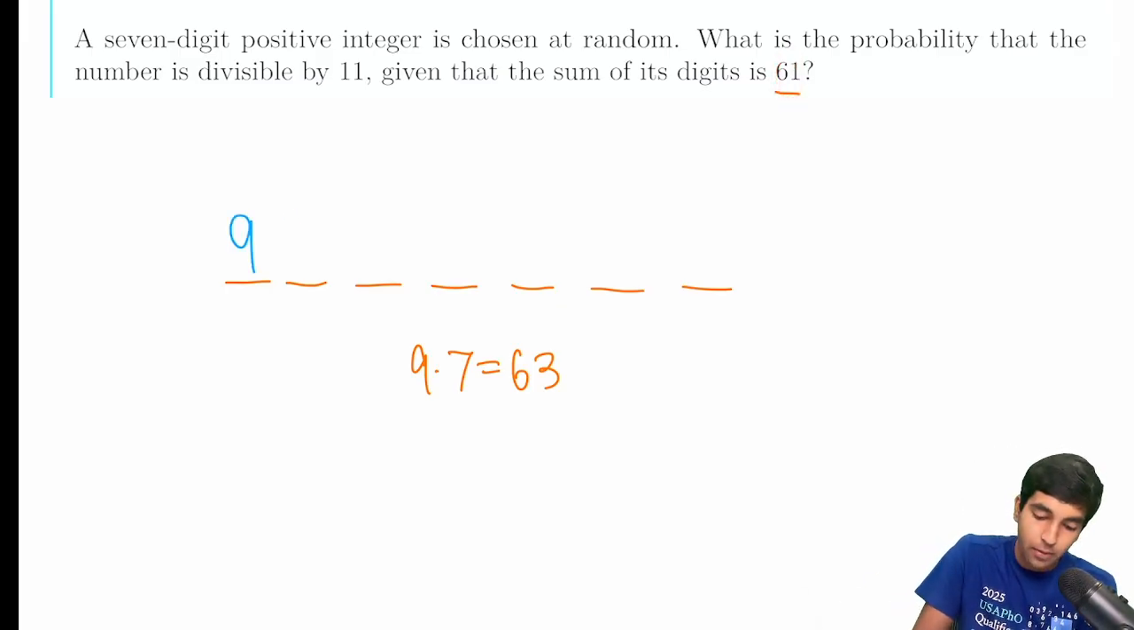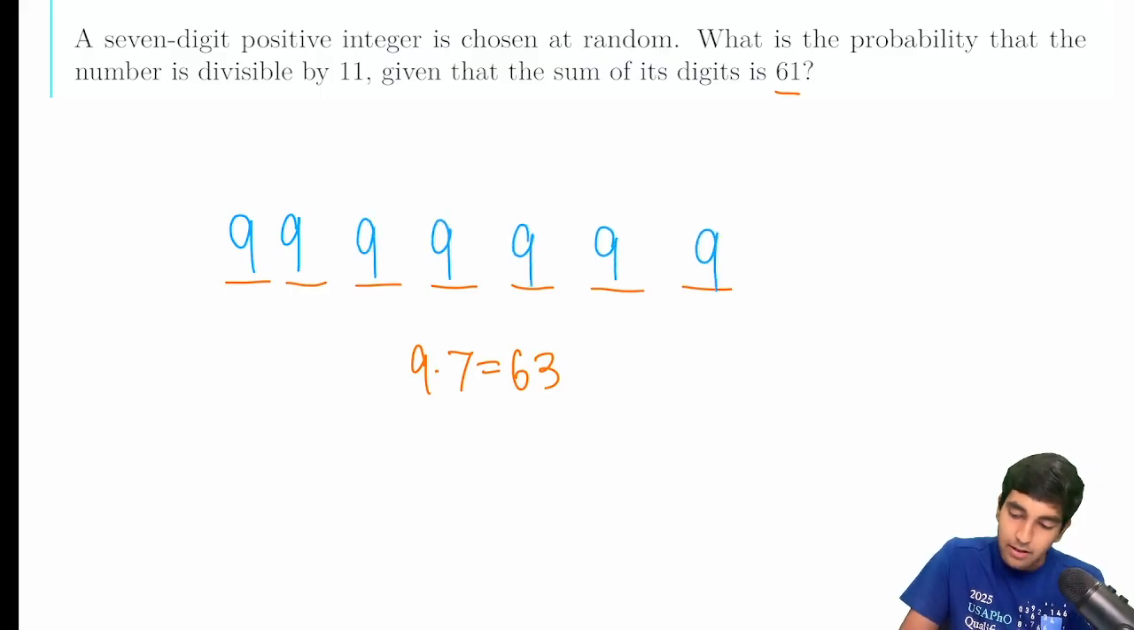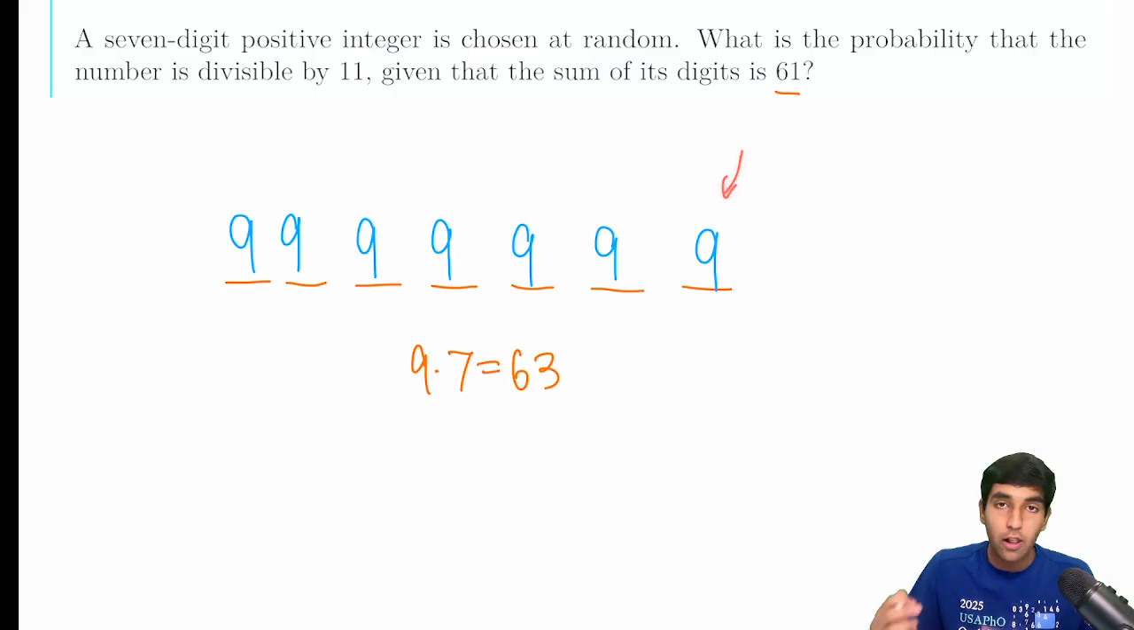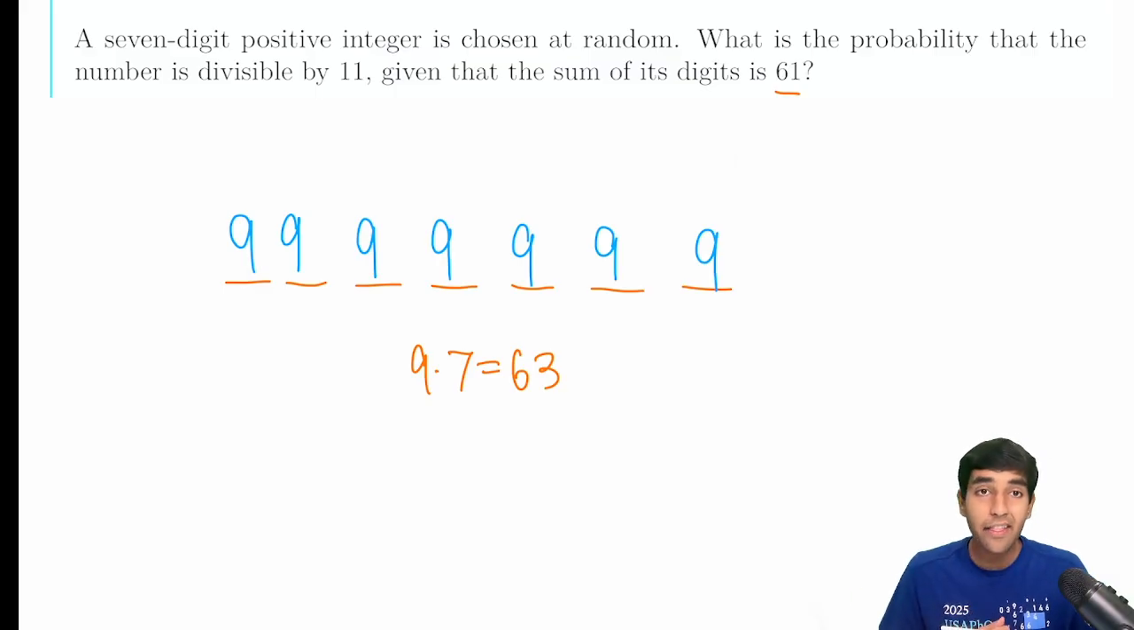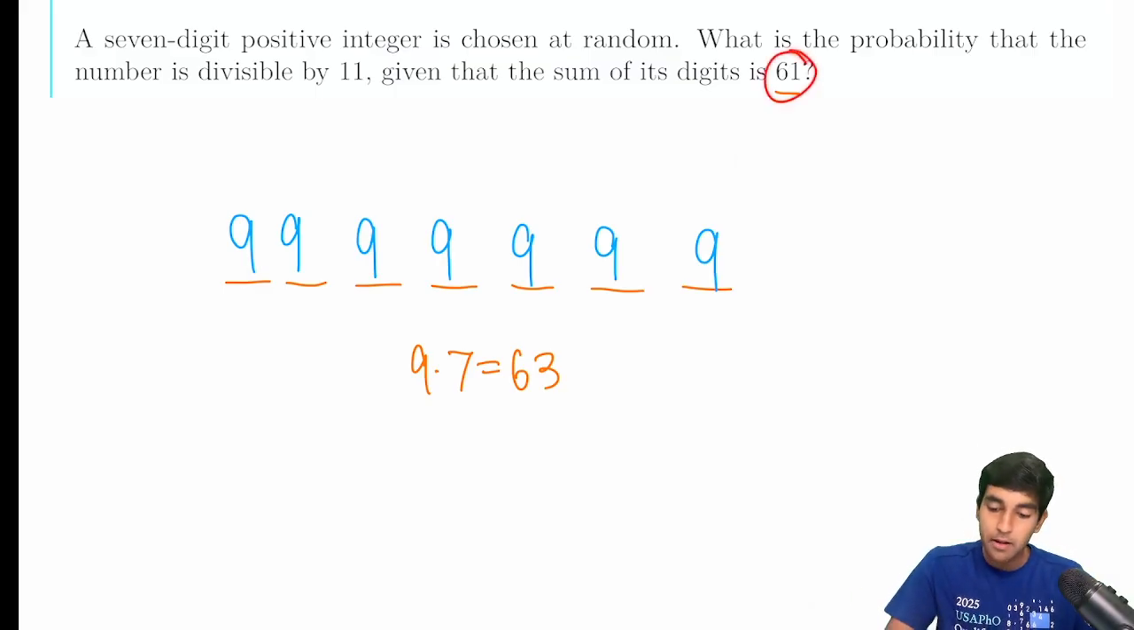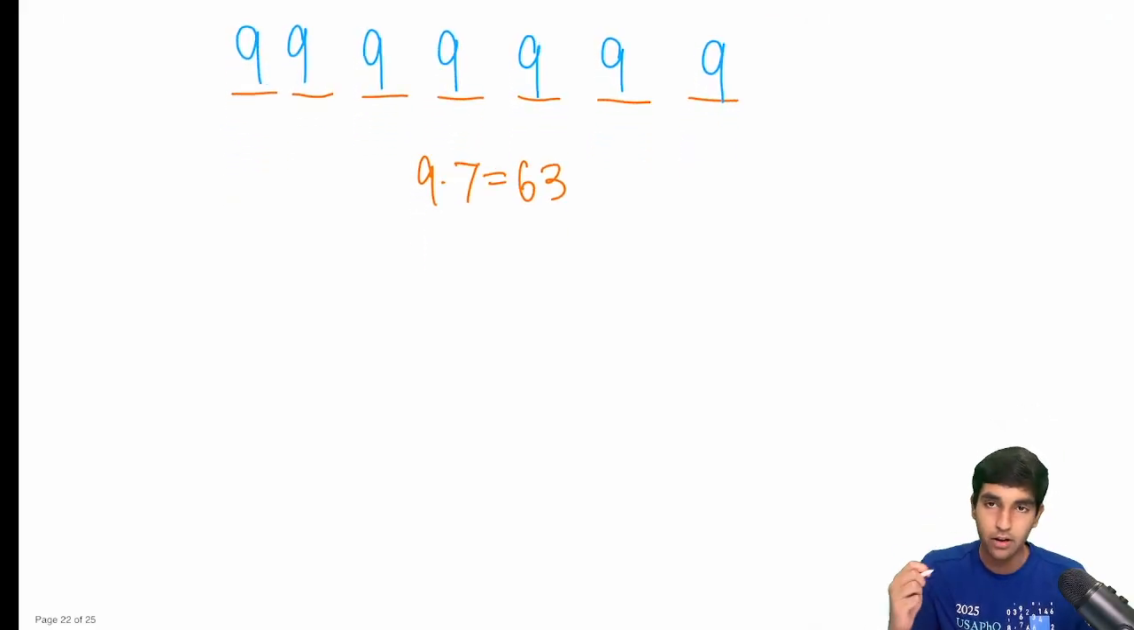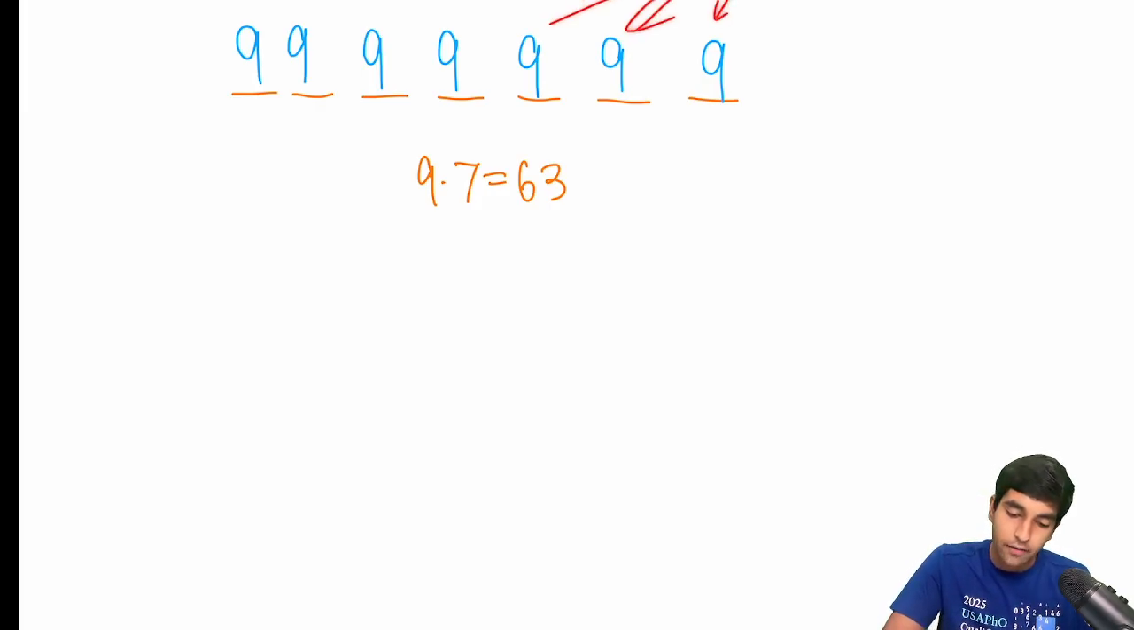So let's imagine almost like we have 999, and we have to now take away 2, like a total of 2 from these numbers. And we have to say, okay, given the sum is 61, what's the probability the number is divisible by 11? Okay, first of all, how many such numbers are there?